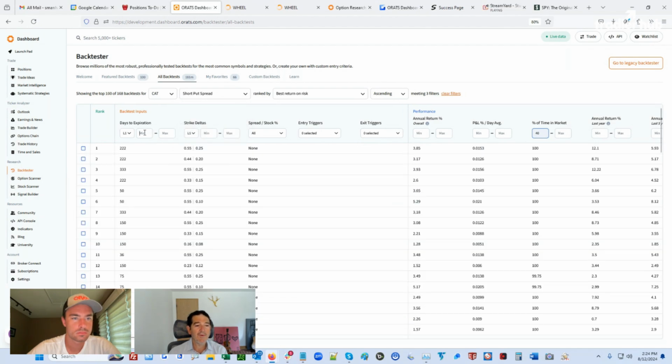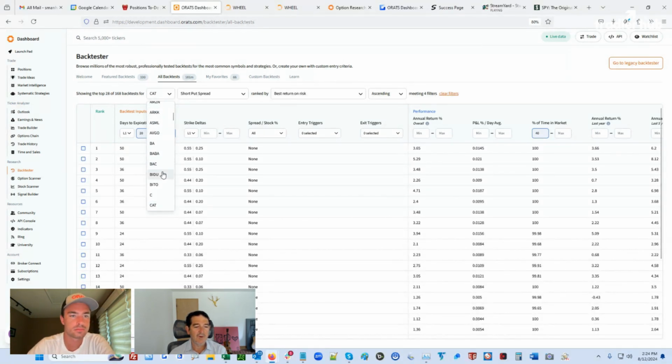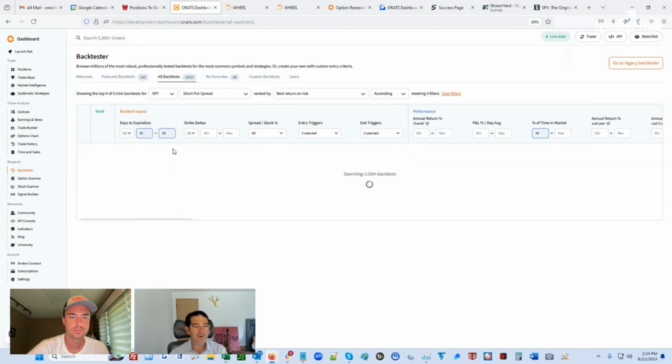That one's about a month, so we'll say 20 to 50, and then those deltas, let's see what comes up for that. Oh, actually, this isn't going to do the percentiles, right? Won't have any exit triggers. Yeah, so let's do one that has exit triggers. Let's look at XLE. I think we only have a few of them. Let's just look at SPY for the short put spread here.